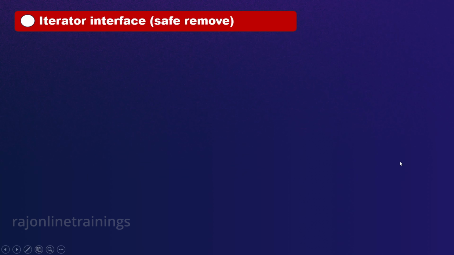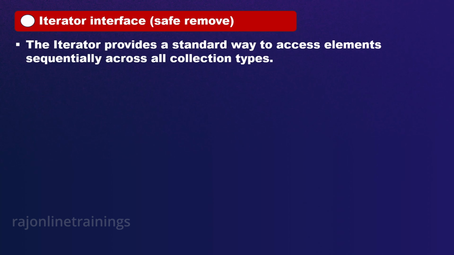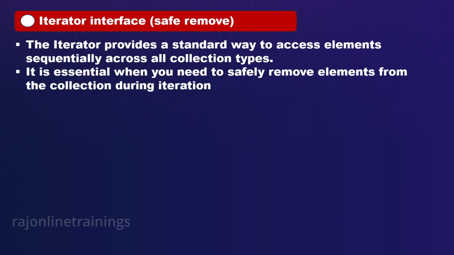The next one is using the Iterator interface. The iterator provides a standard way to access elements sequentially across all collection types. It is essential when you need to safely remove elements from the collection during iteration. So while iterating the collection, if you want to delete or remove any element, we can do it very easily by using this Iterator interface.